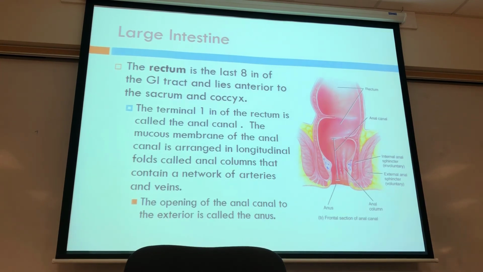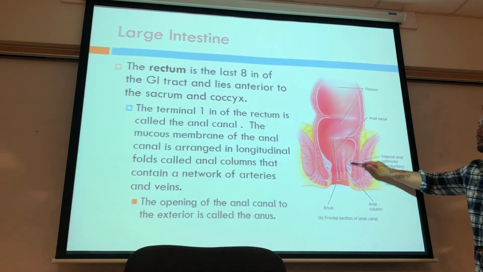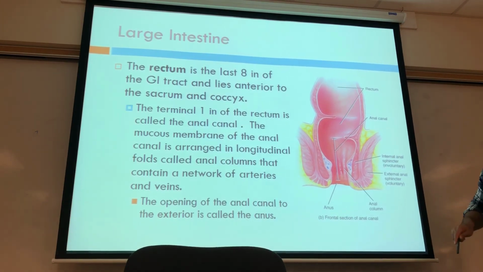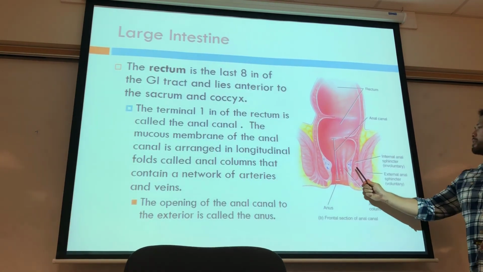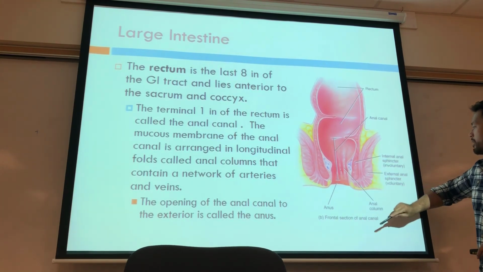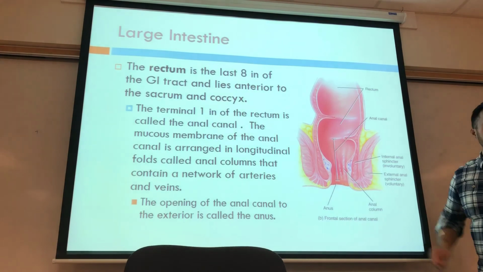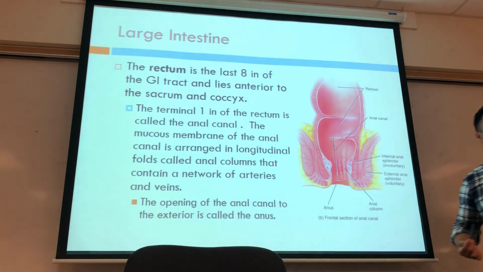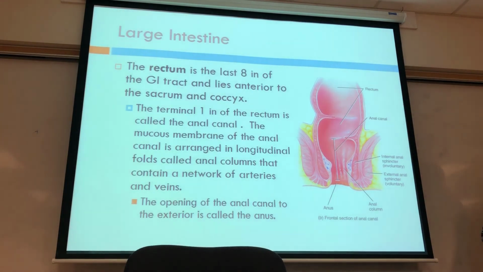Here you can see the last portion, the last 1 inch, is called the anal canal, and that's this portion right here. This anal canal actually has ridges, and these ridges are longitudinal folds that contain a bunch of arteries and veins in that area. So this area is very rich in blood supply, hence why suppositories are used.